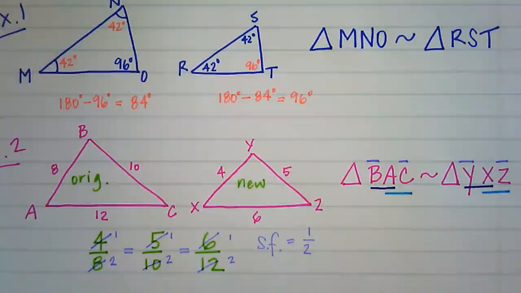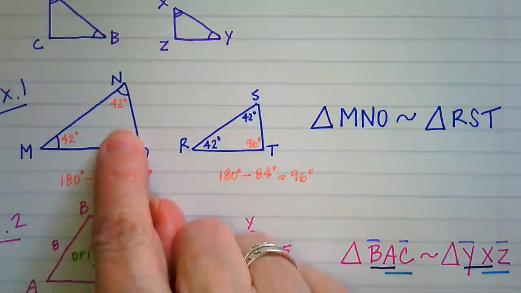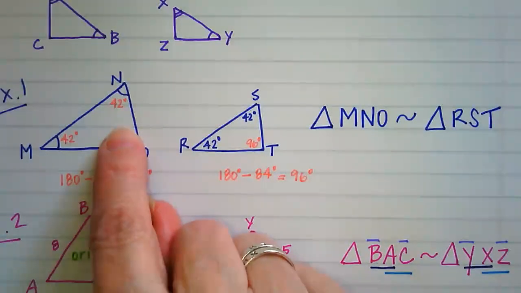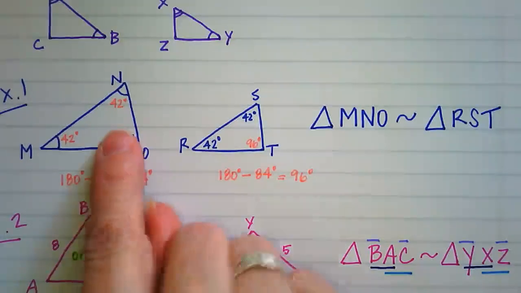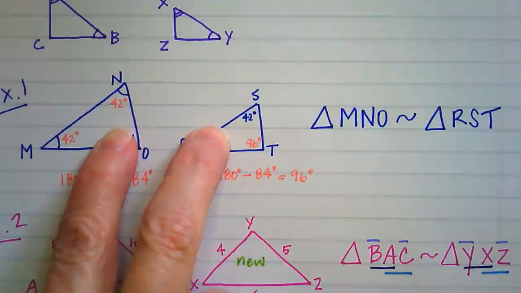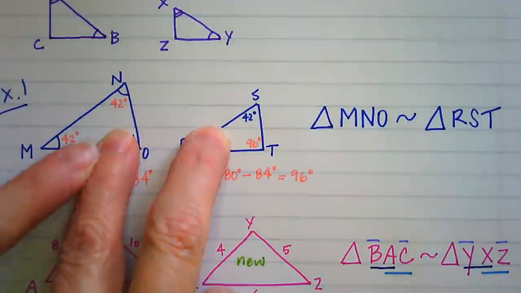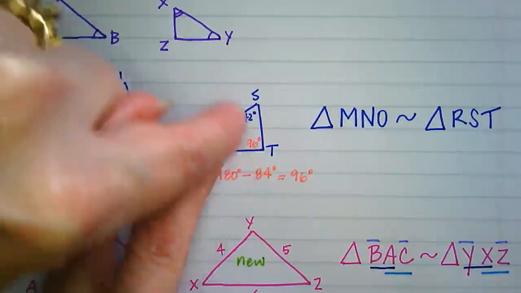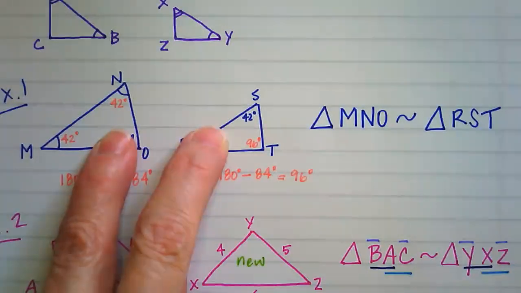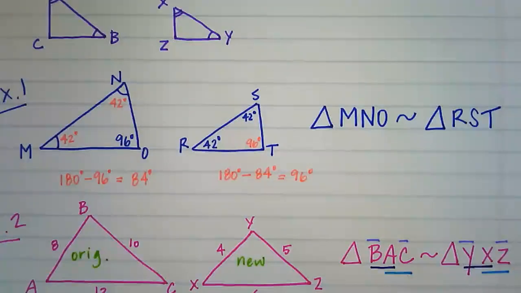All right, so here's the deal. We can do this pretty easily just by looking at some things that we know. If we know two angles of a triangle, we can use simple math to figure out the third angle. So as long as we have two angles of any triangle, we can determine if the two triangles are similar. So if we knew that these two angles were 42, we could figure out that this one's 96. If we know that's 96 and that's 42, we can figure out that the missing one is 42. So as long as we have two angles, we can show that the triangles are similar.